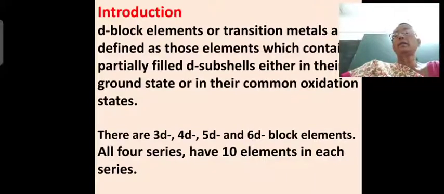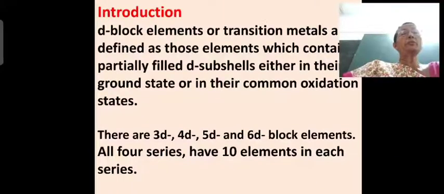Now let us see the introductory part. It is the introduction to D block elements. That is the next slide. D block elements or transition metals are defined as those elements which contain partially filled d orbitals, either in their ground state or in their common oxidation states. And based on this, you know that there are 4 series of D block elements: 3D, 4D, 5D, and 6D.